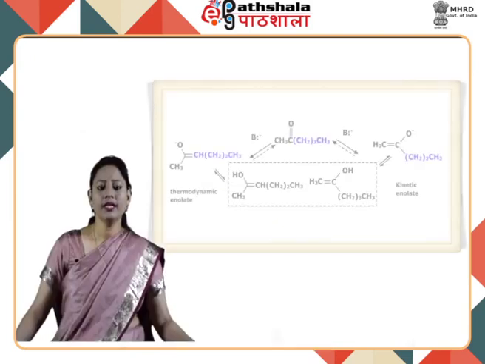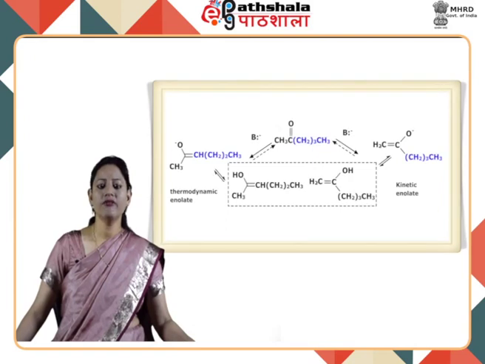For example, in the case of 2-hexanone, if a strong and sterically hindered base like lithium diisopropylamide, LDA, and an aprotic solvent is used, the kinetic enolate is the major product. However, with a protic solvent or weak base, the thermodynamic enolate is predominant, as seen. The formation of different types of enolates can be explained as follows in this case.